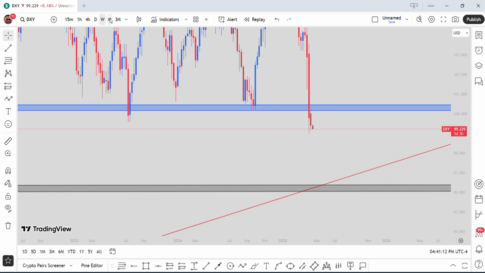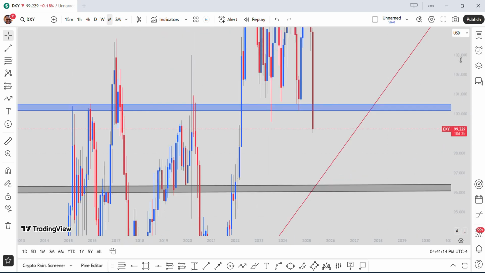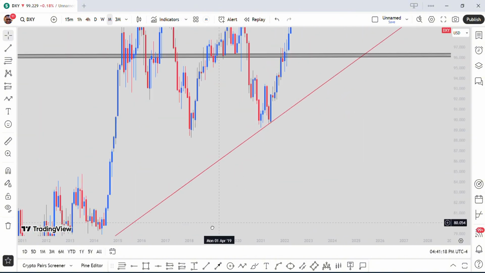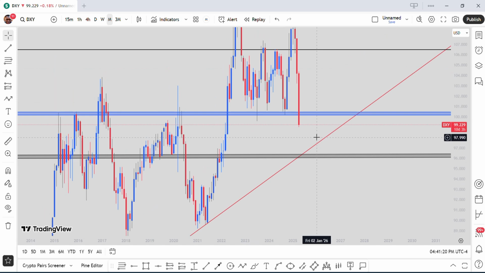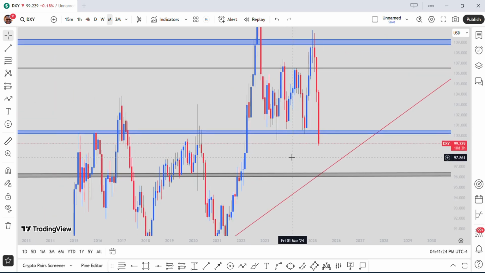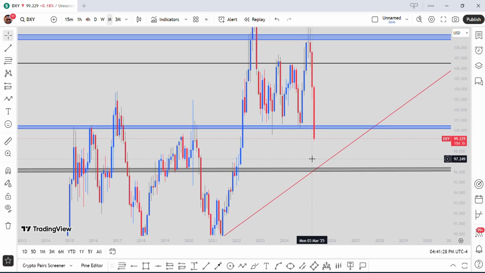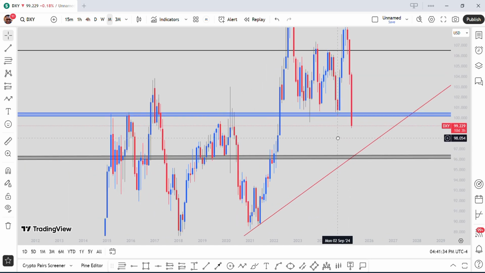So if I go to the monthly time frame, you can clearly see that this was a trend line. This was the first touch of this trend line, this was the second touch, and now price is coming back down to touch the trend line for the third touch. That's just my thoughts on DXY. So I'm expecting price to continue moving to the downside, to touch this trend line for the third touch, and also this minor key level.